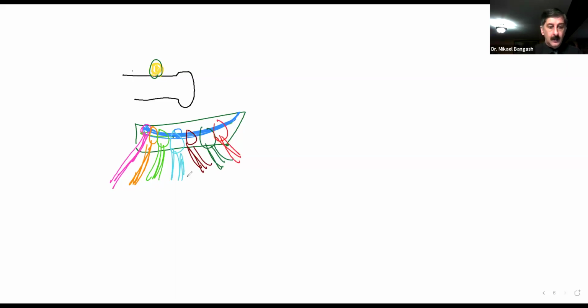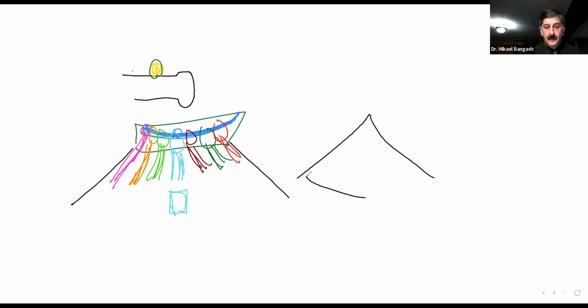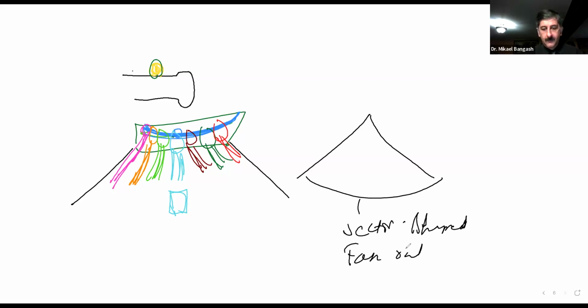And that is how we went from a single square or box shaped image to an image like that of most of our ultrasound transducers: sector shaped. Or we can say, fan out.